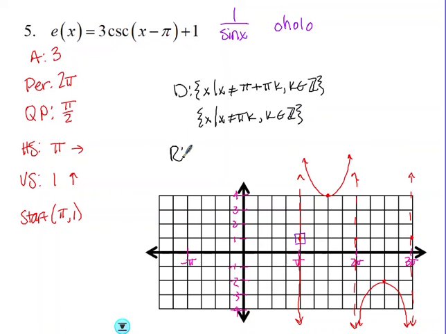Then our range is negative infinity to negative 2, because that is the highest point on the low curve, and 4, because that's the lowest point on the high curve, to infinity. And that's it.